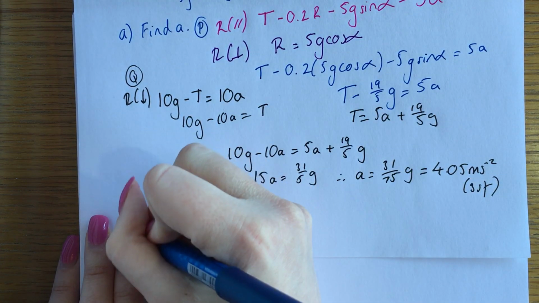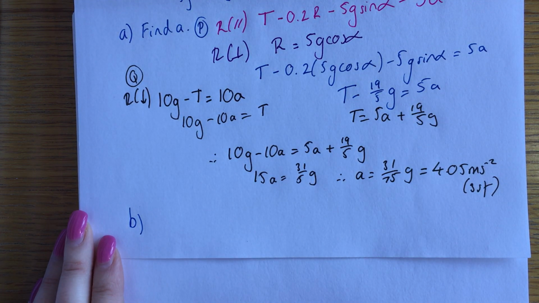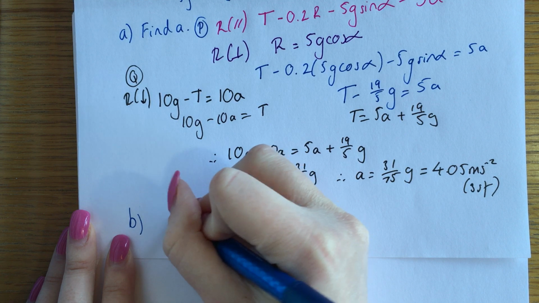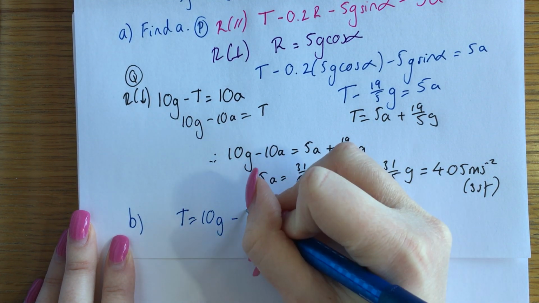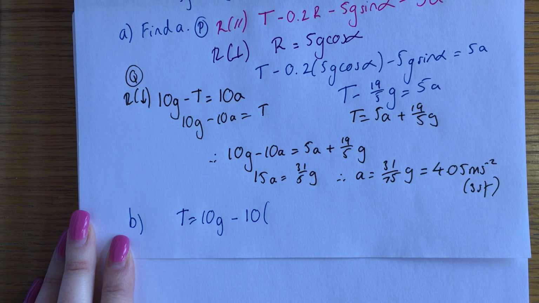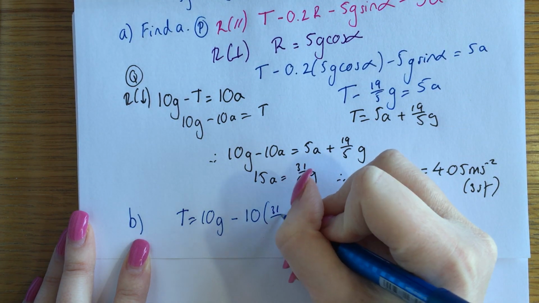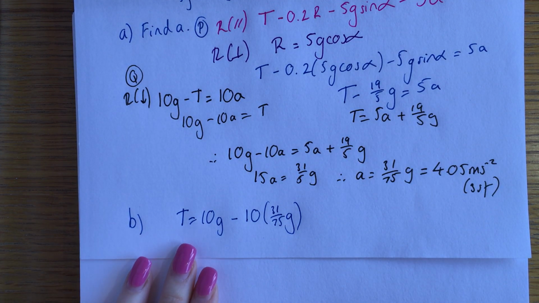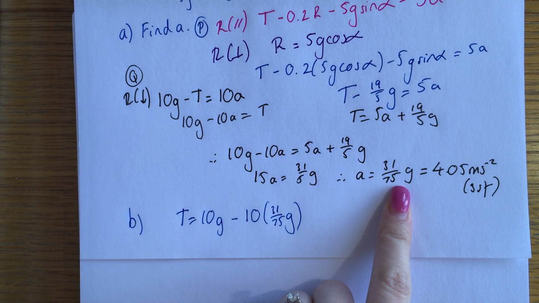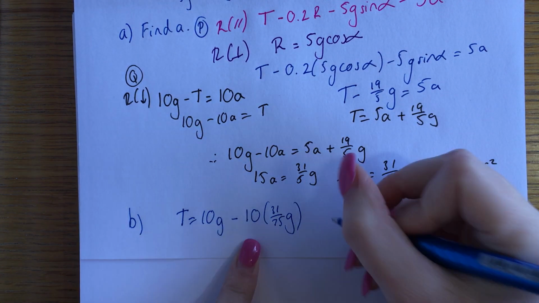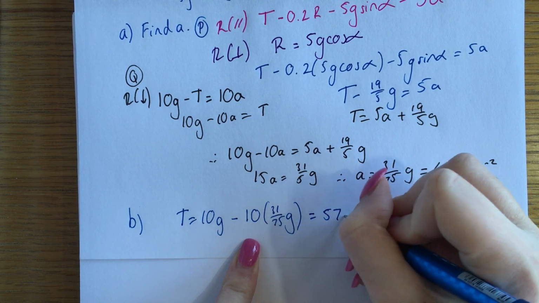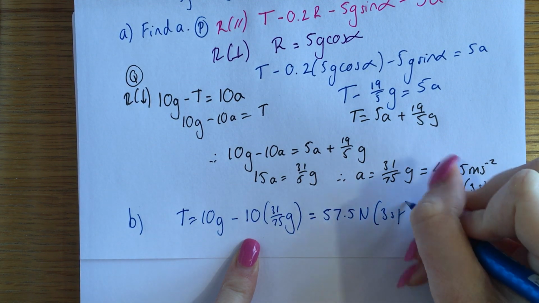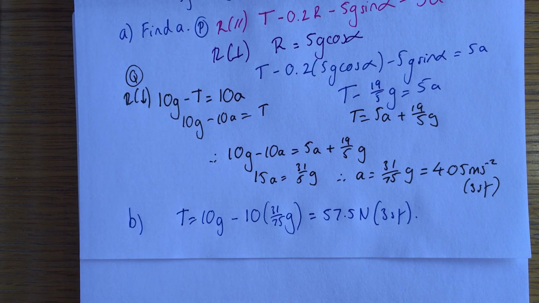Well, now I have my value for A, and I have a couple of equations that I can use to find T. The one I found easiest, just because I can't be bothered to deal with more fractions when I have a whole number, is T is equal to 10G, subtract 10 lots of 31 over 75G. So I'm obviously using my more simple equation and my more accurate answer for acceleration. And this gives me 57.5 newtons to 3 significant figures. Okay.